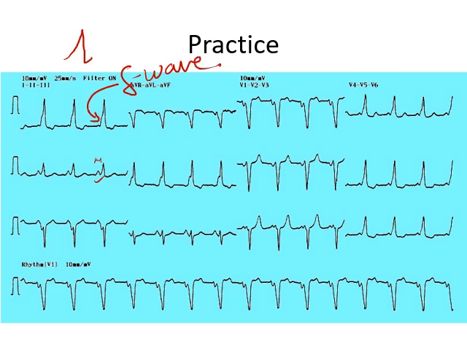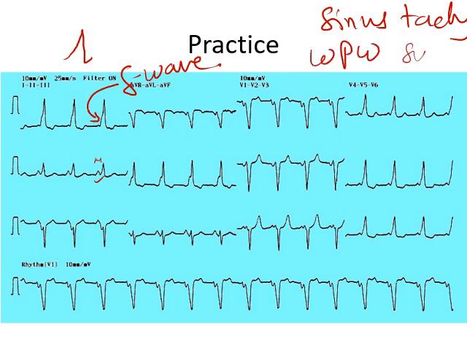So can you guys remind me of a condition in which we see shortened PR interval? We saw two conditions, that is sinus tachycardia and WPW syndrome. Now I want you guys to remember that delta wave is a characteristic feature of Wolff-Parkinson-White syndrome. Again, I'm going to talk about it in detail in my next videos. So this is an ECG of shortened PR interval that is seen in WPW syndrome.